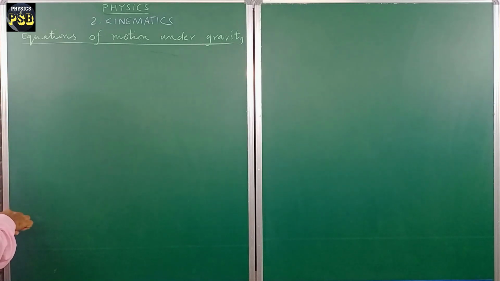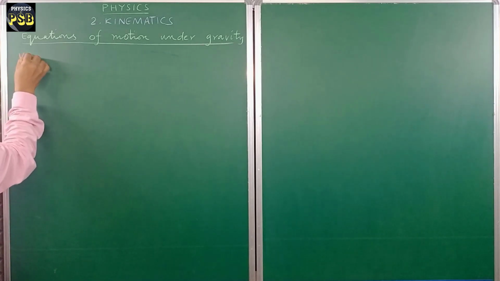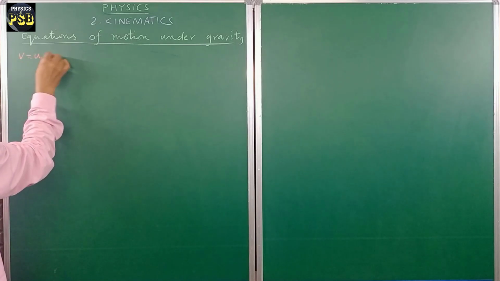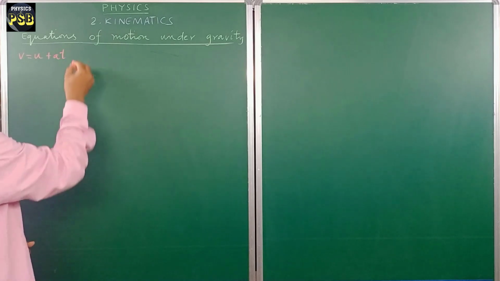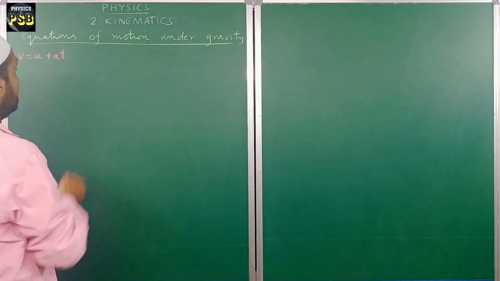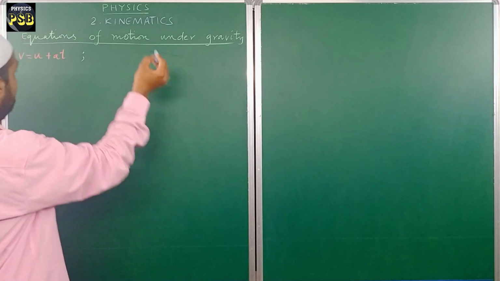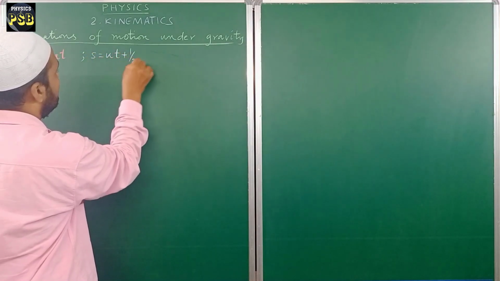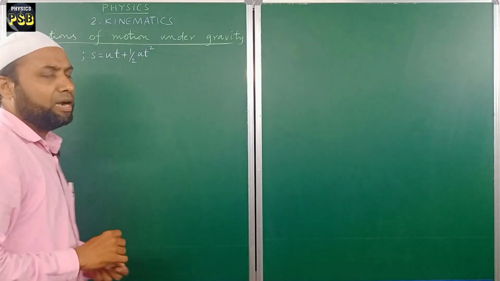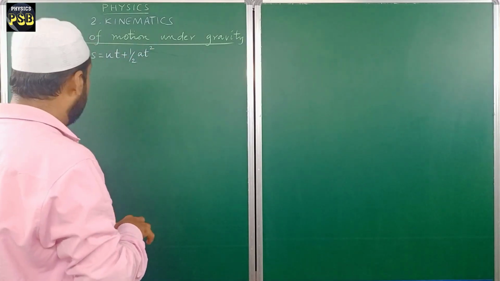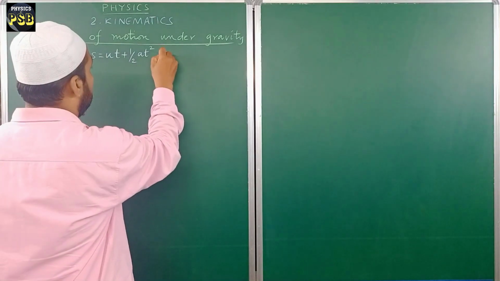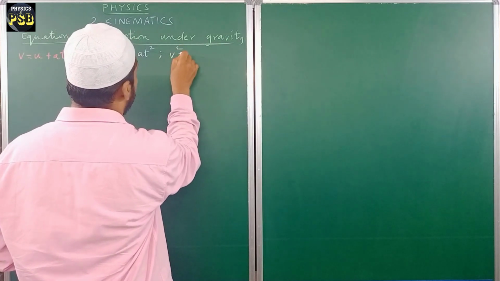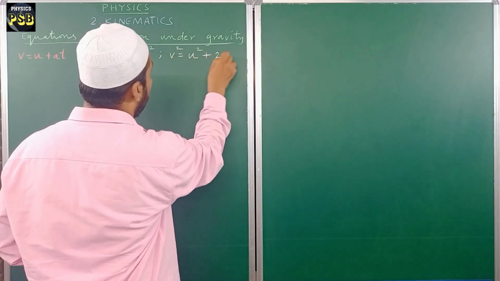First equation of motion, which relates the velocity at a time, is written as v is equal to u plus at. Then the second equation of motion is given as s equals ut plus half at square, and the third equation of motion is given as v square equals u square plus 2as.